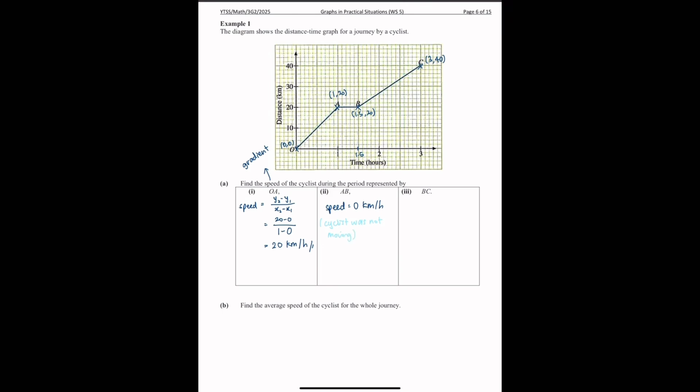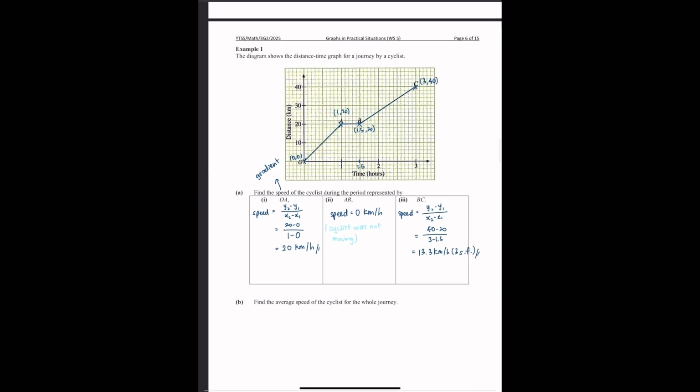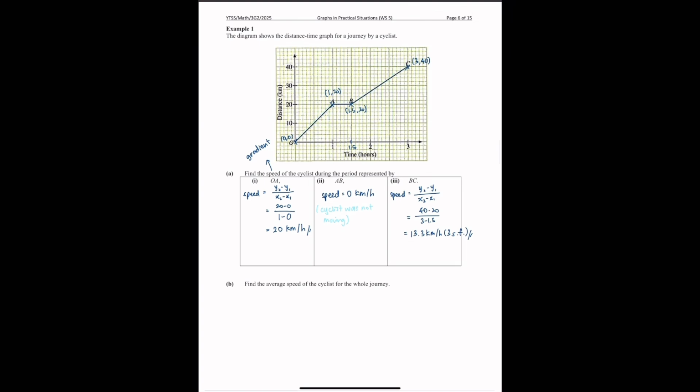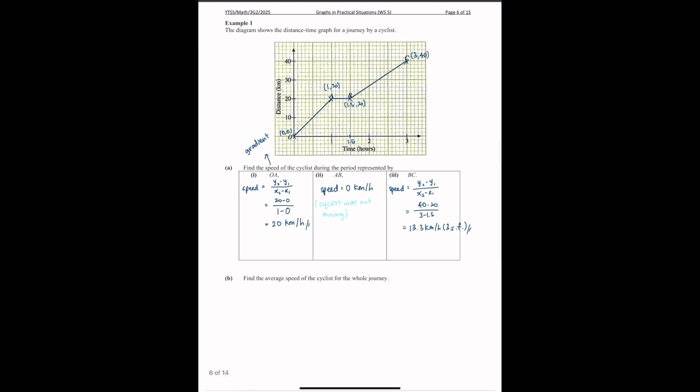Last but not least, we have the speed for BC, so we can write speed equals, likewise, just find the gradient. Substitute the coordinates of B and C, so we'll have 40 minus 20 over 3 minus 1.5, and you will get 13.3 km per hour to 3SF. Now let's move on to part B. Find the average speed of the cyclist for the whole journey.